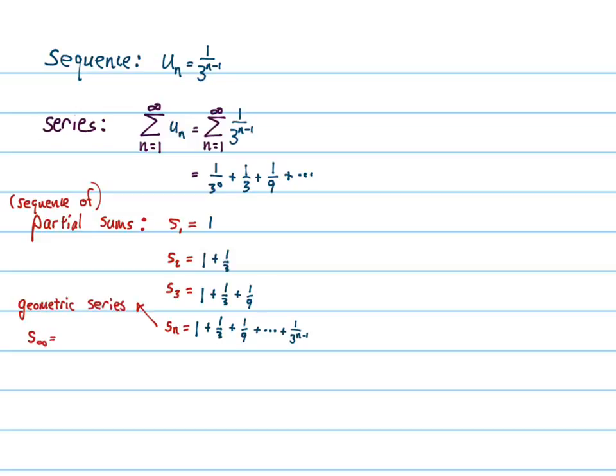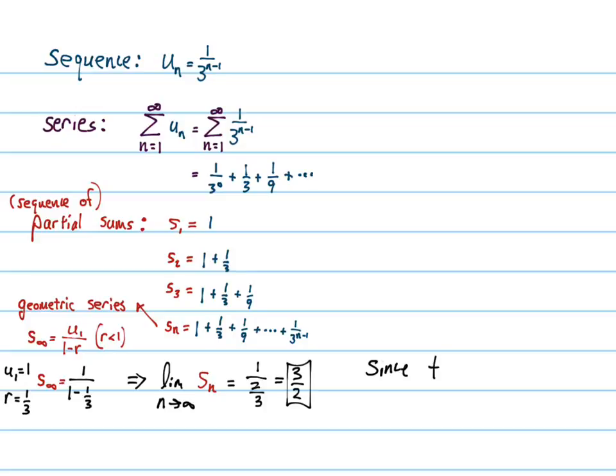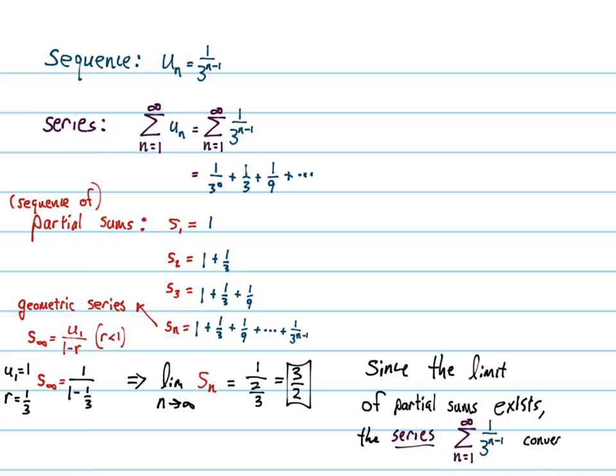And this turns out to be a geometric series. This is the first one we've looked at in this video, and we see a geometric series because the common ratio between each of the terms is going to be 1/3. So that's the r value. The first term is 1, therefore we can actually find the sum, s sub n, by taking the limit as n goes to infinity. We get 3/2. So since the limit of the partial sums exists, the series converges.